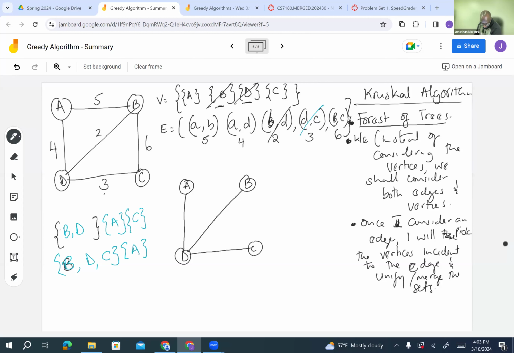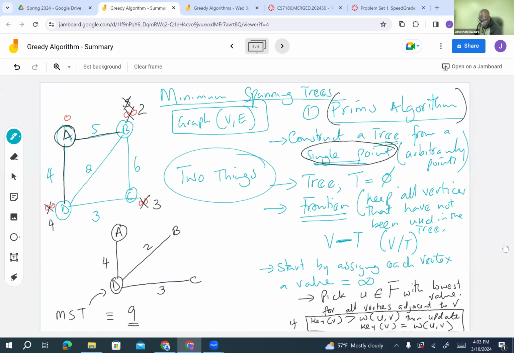And now our set looks like this. We have A, we have B, we have D, we have C. So we can stop here. Why can we stop here? Because we no longer have any independent sets. We have just one set having all the vertices, and the vertices have all been considered. So this is 4, this is 2 and 3. Again, the value of the MST is 9, just like what we saw using Prim's algorithm.